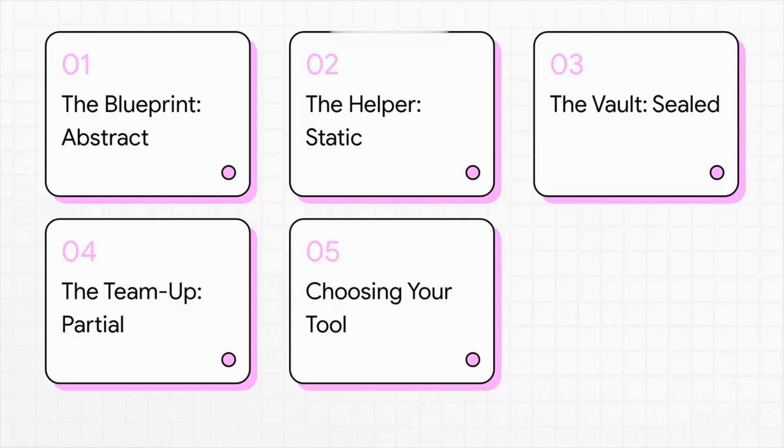So here's the game plan. We'll start with the blueprint, that's abstract classes. Then we'll grab our helper, the static classes. We'll lock things down with the vault, sealed classes, and wrap up with the team up, partial classes. Ready? First up, the blueprint.